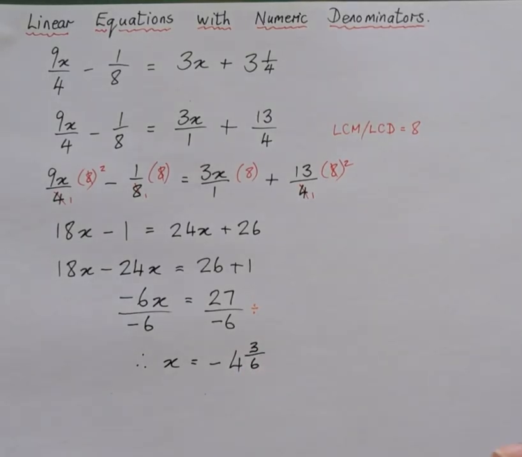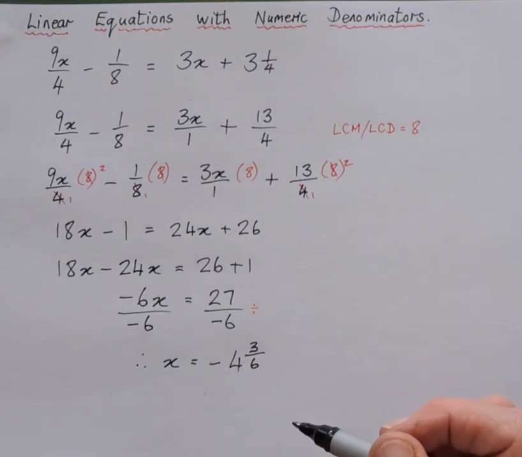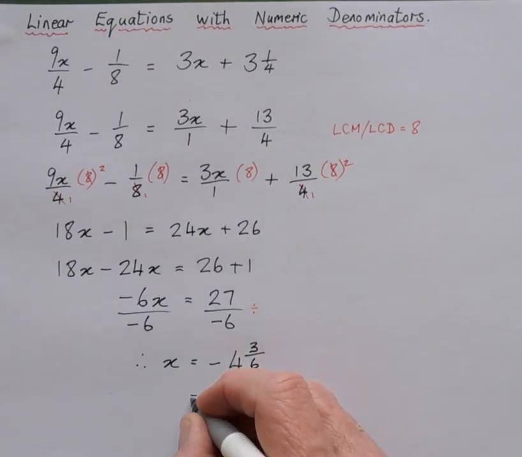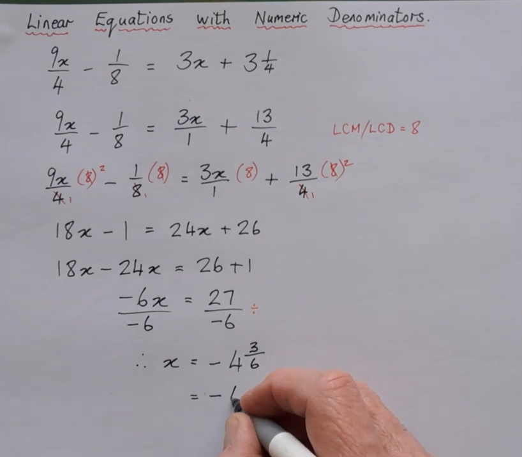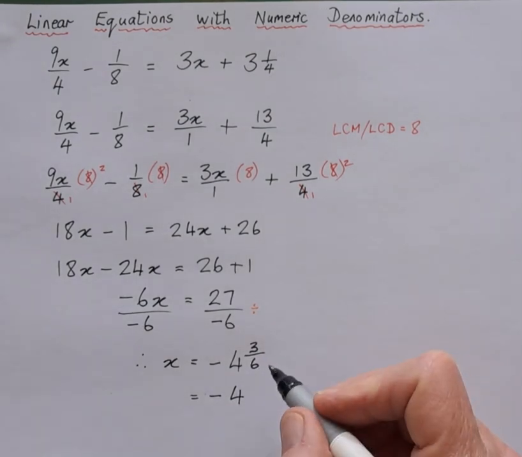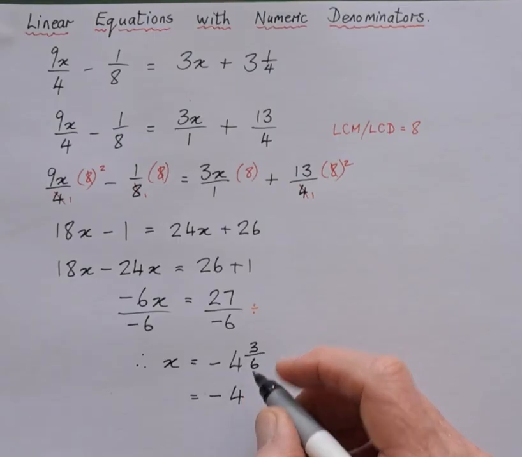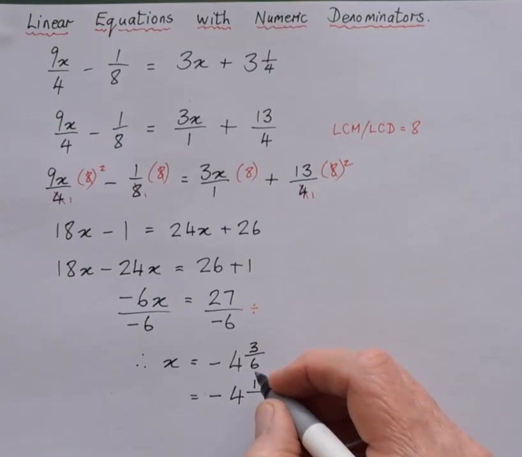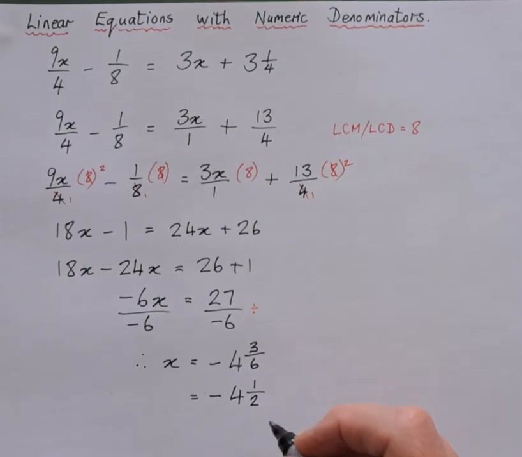If you stop there, you're probably going to lose half a mark because you have given the correct answer, but it's not in its simplest form. So x is equal to negative 4 and 3 over 6. 3 and 6 both belong to the same times table, so I'm going to divide by 3. 3 goes into itself once, and 3 goes into 6 twice. So my actual answer for x is negative 4 and a half.